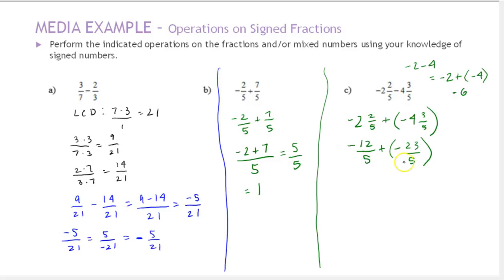So now we have a common denominator, so we don't have to worry about that. We're going to add the numerators, two negative numbers, negative 12 plus negative 23, and keep the denominator. Well, just like we did up here, a negative plus a negative is going to be negative. Combined 12 and 23 are 35, so this is negative 35 over 5. Now we'll divide and simplify. This will be a whole number. So negative 35 divided by 5 is negative 7, since a negative divided by a positive is negative.